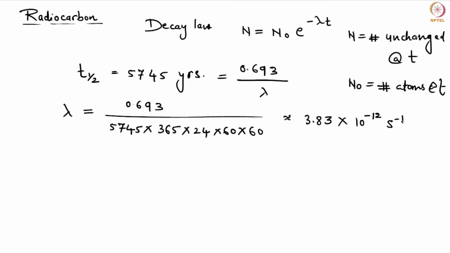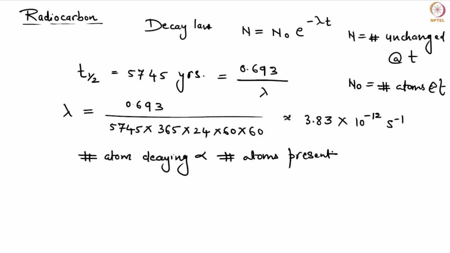Okay, now our next task is to find out the weight of barium carbonate. So we know one thing, that the number of atoms that are decaying is proportional to the total number of atoms that are present, right? Number of atoms decaying is proportional to total number of atoms present, which basically means that we have a simple first order reaction. So now we can use a simple expression for first order reactions, and that would be equal to your lambda N.